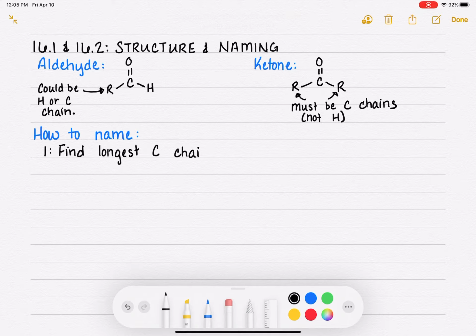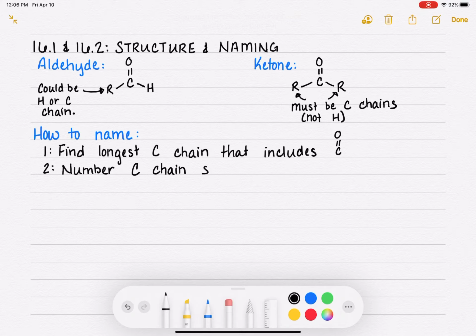And this carbon chain is not necessarily the longest carbon chain in the molecule. It has to be the longest carbon chain that includes the carbon-oxygen double bond of the aldehyde or the ketone. Then we want to number the carbon chain. And when we do this, we're going to start at the end that is closest to the carbon-oxygen double bond.